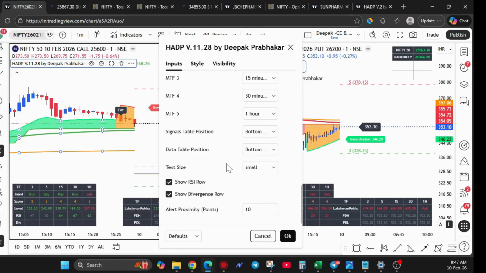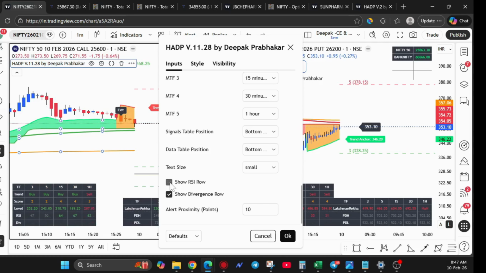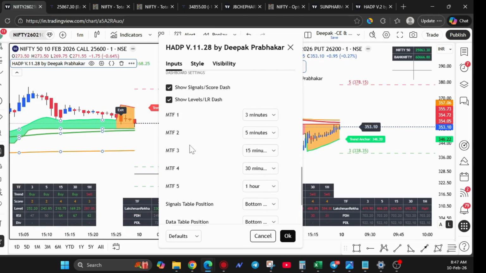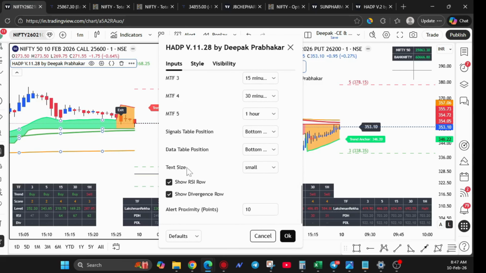Now there is something called show RSI. Here it is showing RSI value and divergences. If at all it's there, it will print. If I remove both, I want the dashboard, but I don't want these two rows. I can turn it on or off. But if I turn it on, now it is all there. But if I go up and remove the dashboard itself, the entire dashboard vanishes. I want the dashboard, but I don't want RSI and RSI divergence to be shown. Then I can remove it.